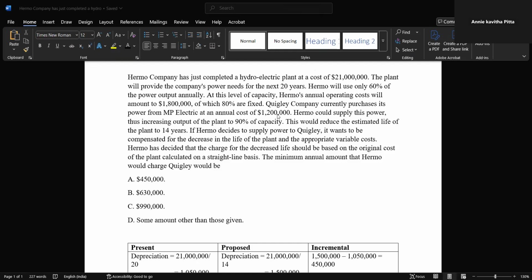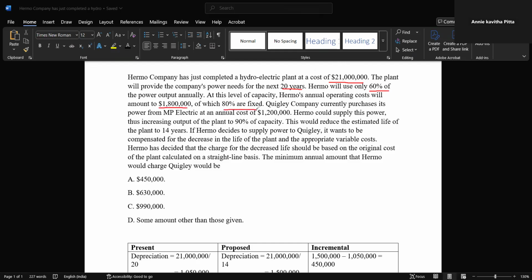There's a question here on the screen. Hermo Company has just completed a hydroelectric plant at a cost of 21 million. The plant will provide the company's power needs for the next 20 years. Hermo will use only 60% of the power output annually. At this level of capacity, Hermo's annual operating cost will be 1,800,000, of which 80% is fixed.